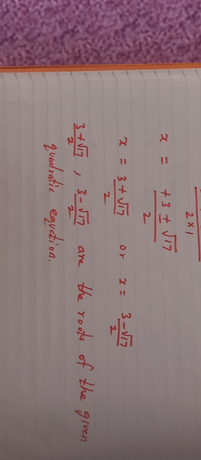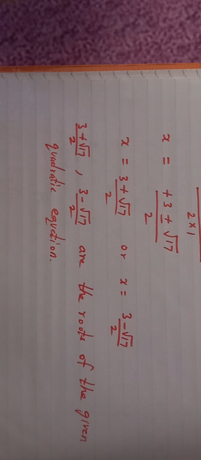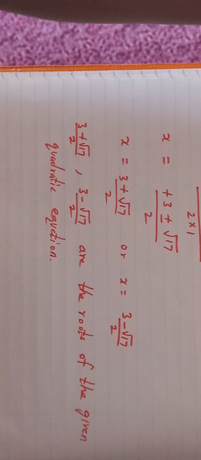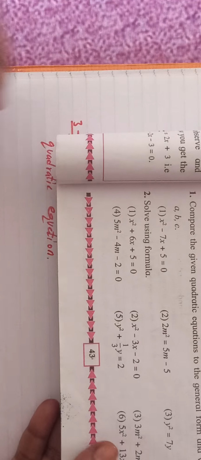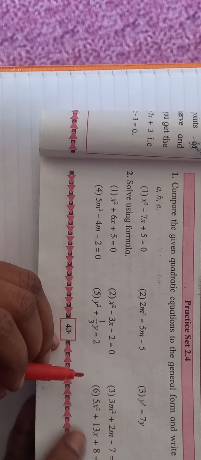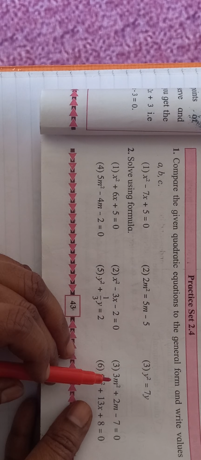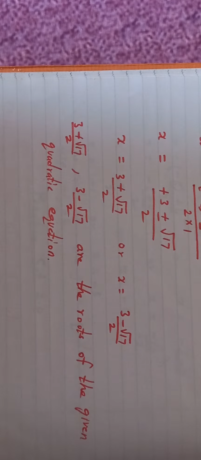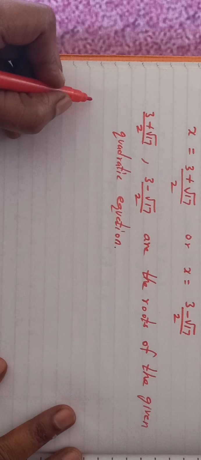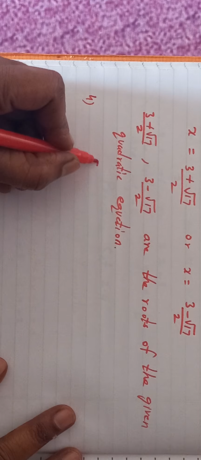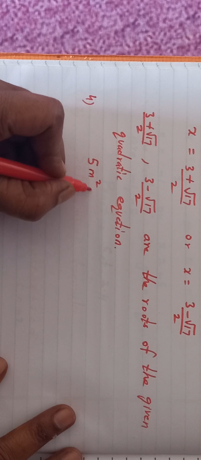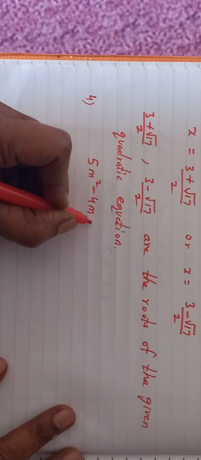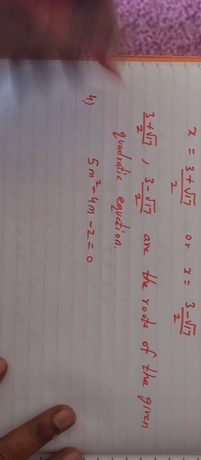Now we will start with the next example, that is this one. Third sum, you can do it for homework. Fourth one, I will solve it for you. 5m square minus 4m minus 2 is equal to 0.